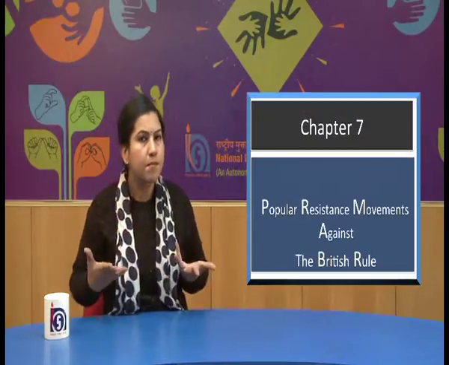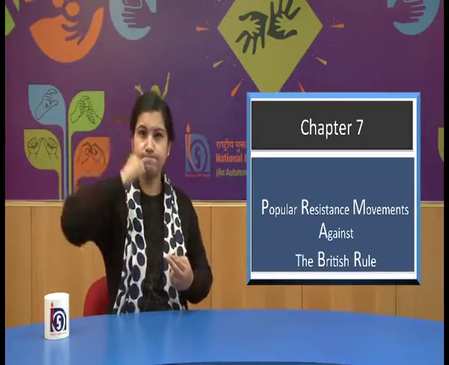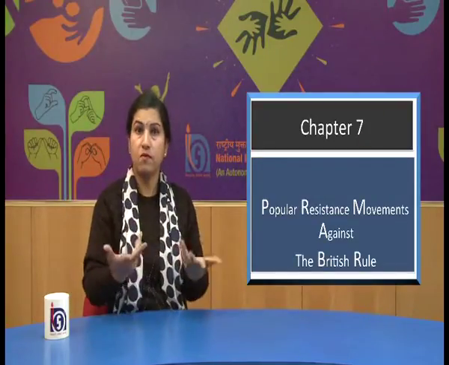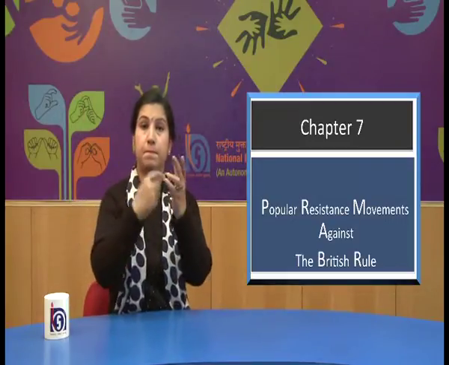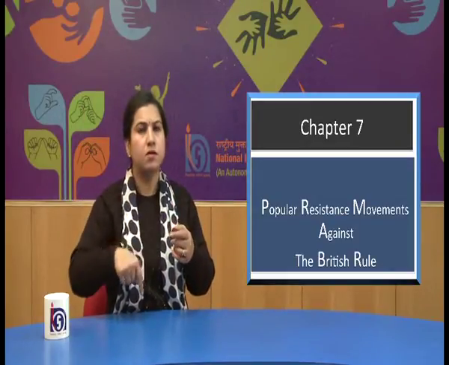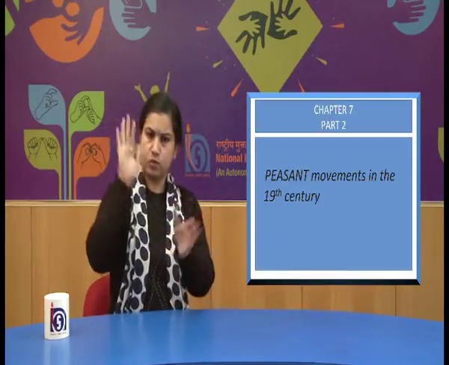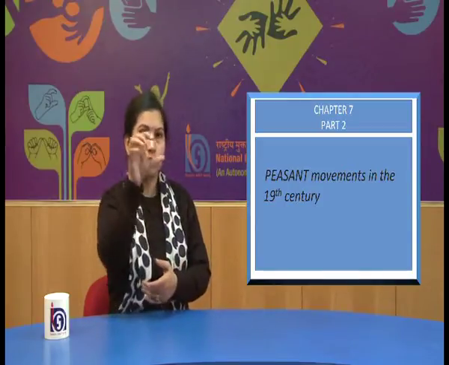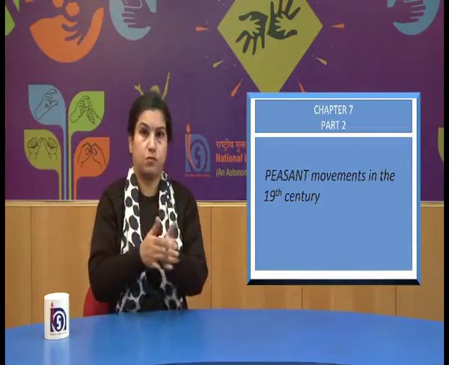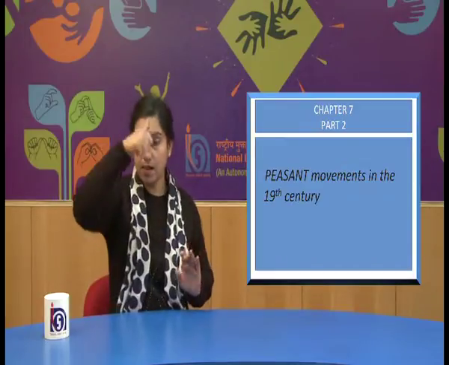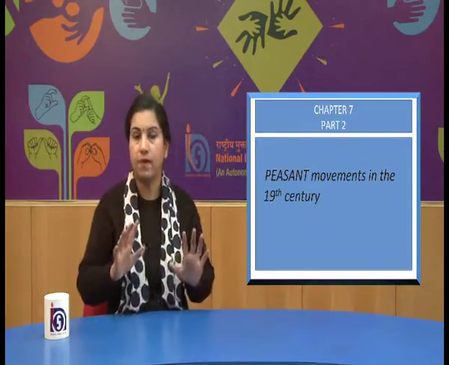Welcome to NIOS. Today we will study the second part of the seventh chapter. The seventh chapter's name is Popular Resistance Movements Against the British Rule. And our topic today is Peasant Movement in the 19th Century. This is really a very interesting topic of modern Indian history. I hope you will enjoy watching this video.